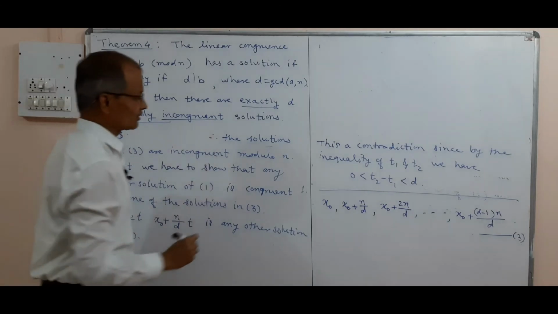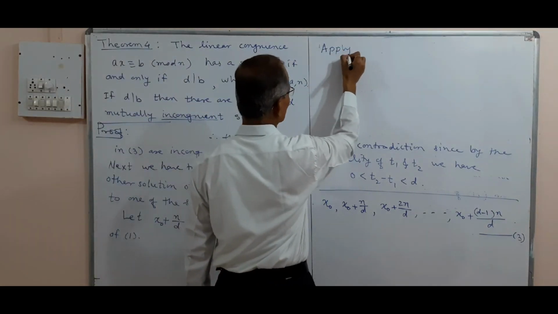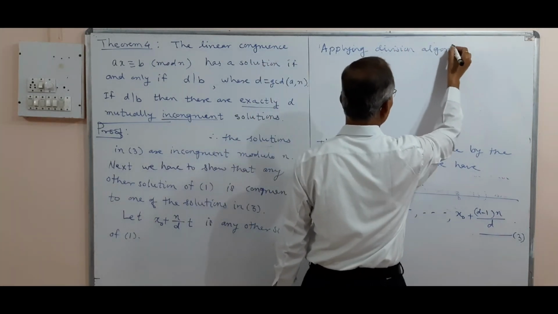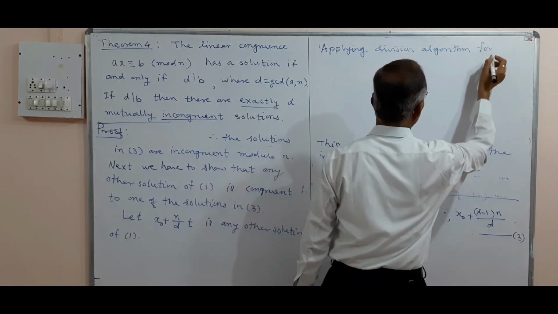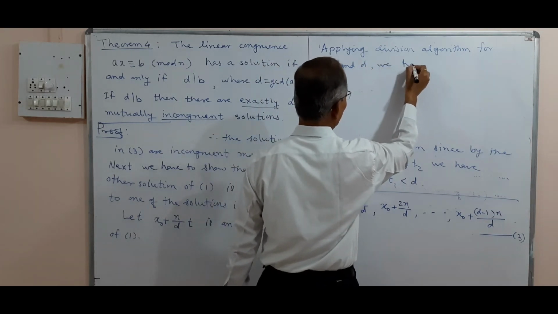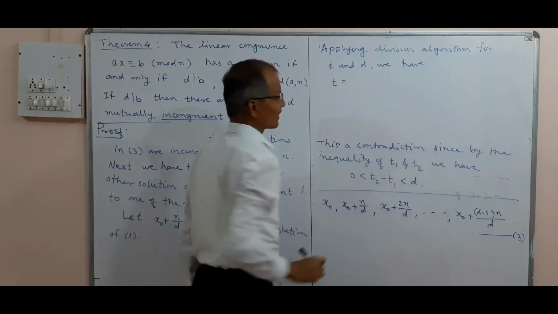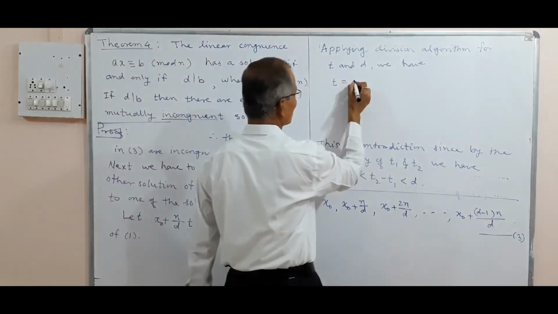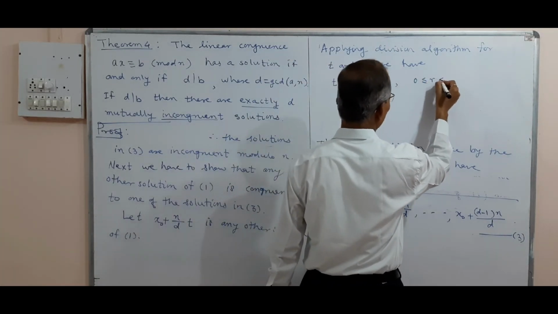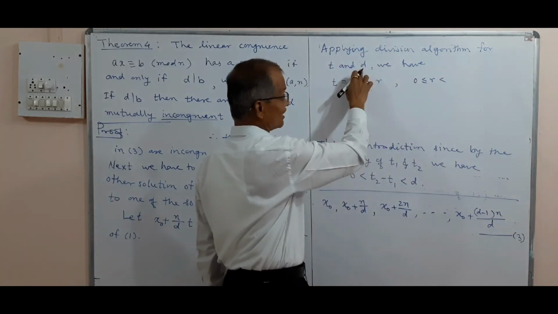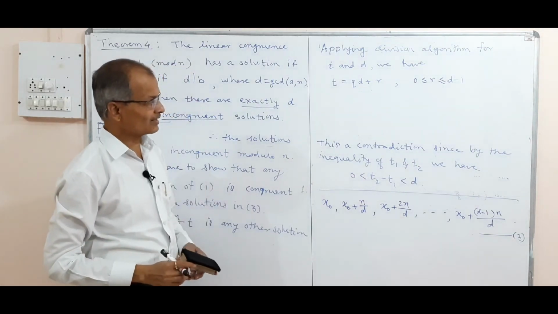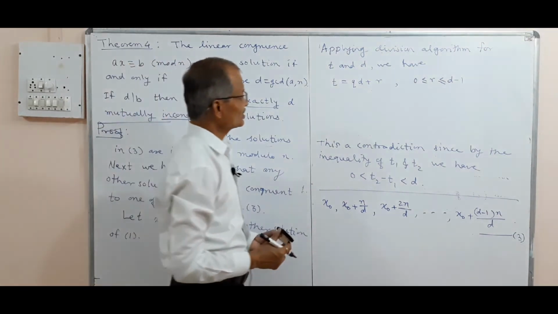So applying the division algorithm for t and d, we divide t by d and let the quotient be q and remainder be r. And what is the condition for remainder? 0 is less than or equal to r, is less than d, or at the most less than or equal to d minus 1. It is an integer, so less than d means at most d minus 1. So this is the relation.